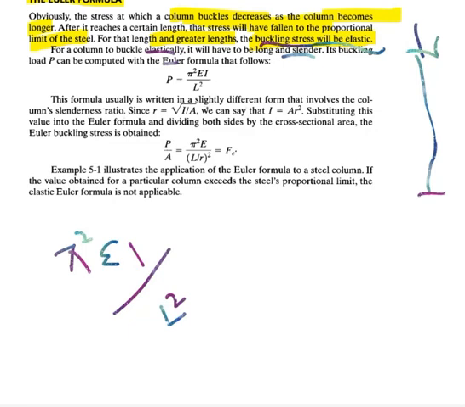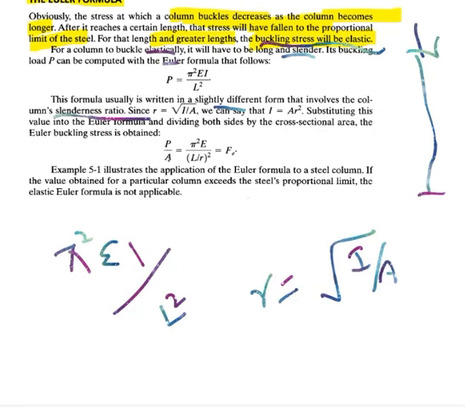This formula is usually written in a slightly different form that involves the column slenderness ratio. Since r is equal to the square root of I by A, that's the radius of gyration, we can say that I equals A r squared, correct.